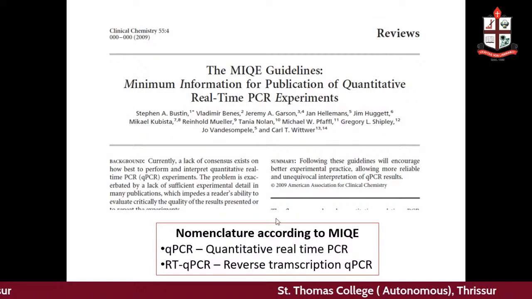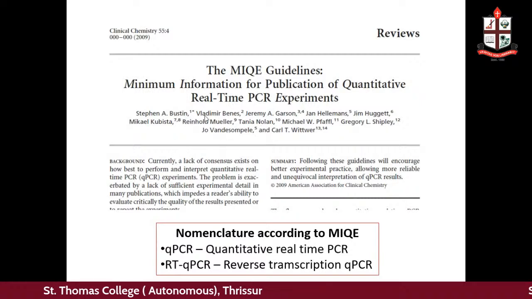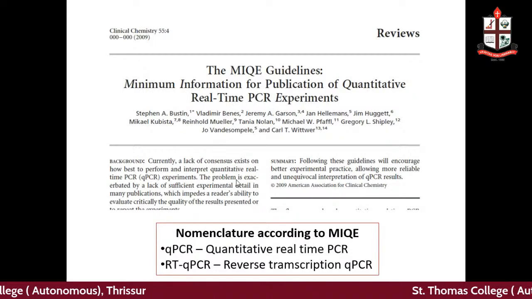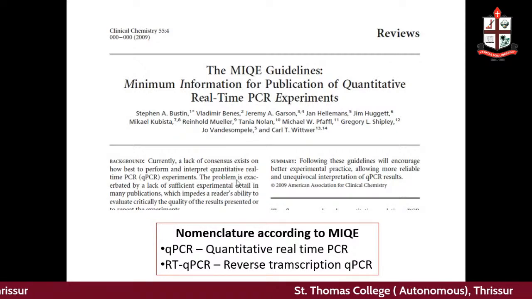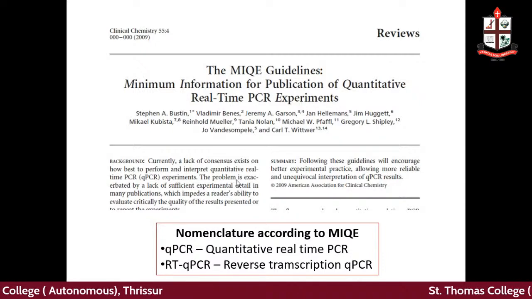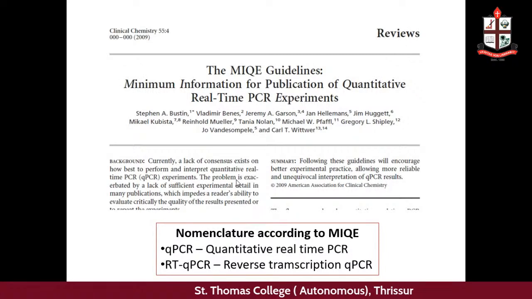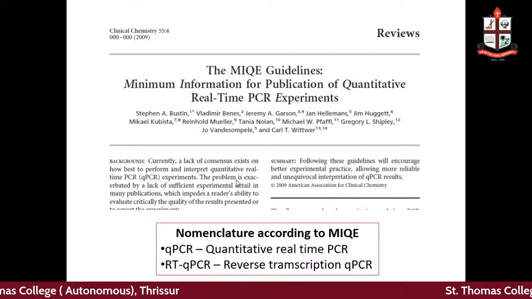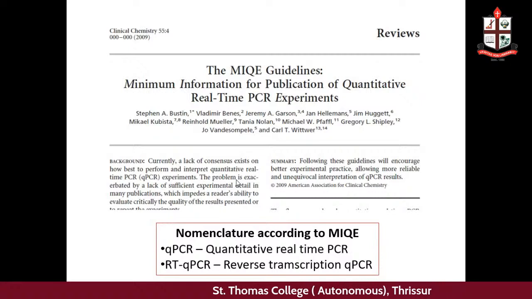That's why in 2009 all the scientists who were involved in real-time analysis devised all the different procedures, starting from sample preparation, then RNA isolation, cDNA synthesis, and finally real-time PCR and further analysis, how it should be done in a perfect manner. So that was devised, and they published an article, and it is known as MIQE guidelines, that is minimum information for publication of quantitative real-time PCR experiments.